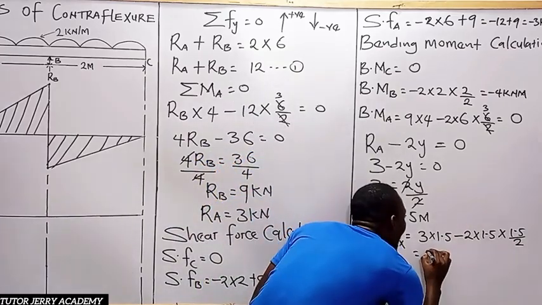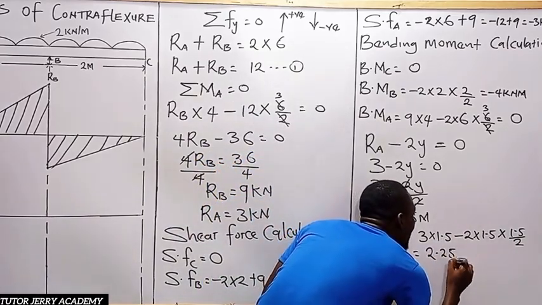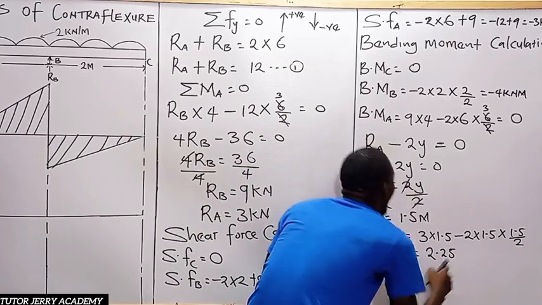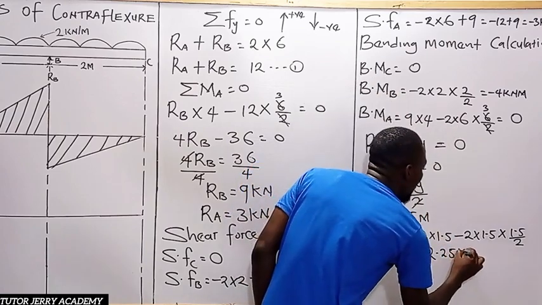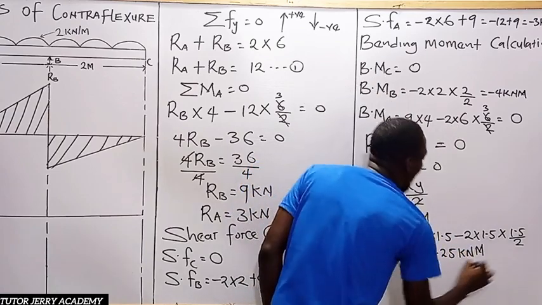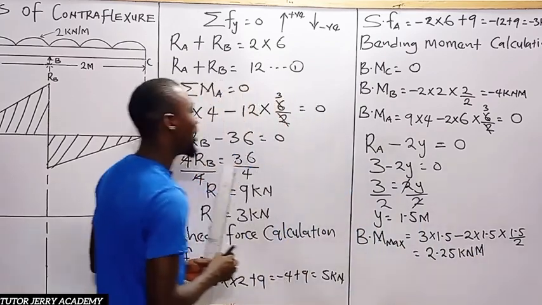All right. So now if you press 3 multiplied by 1.5 minus 2 multiplied by this, you are going to have 2.25. Don't forget, the unit for our bending moment is kilonewton meter. So that is where we are going to have our maximum bending moment.